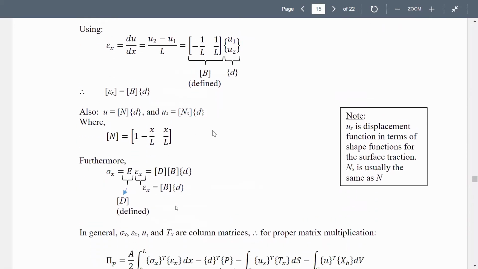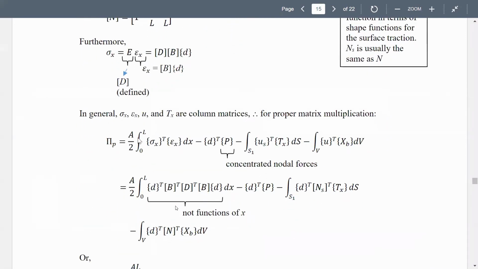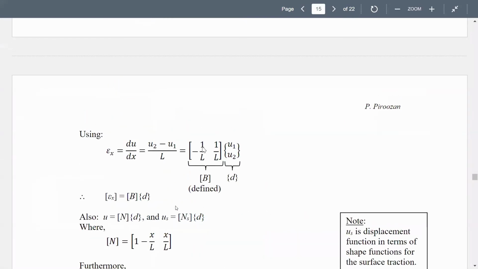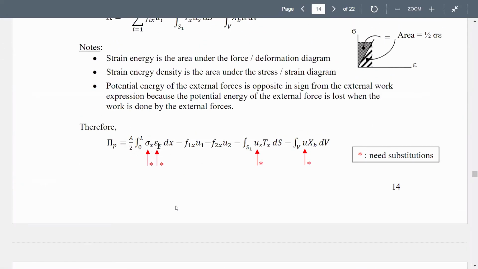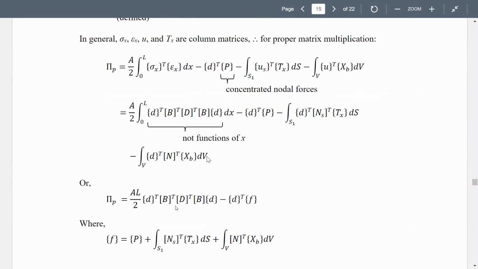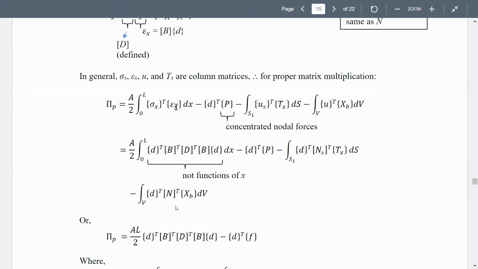So putting everything back now into the equation for total potential energy, it is A over 2. We need to make this substitution for sigma and epsilon now. To make this multiplication possible, we have to write it as sigma transpose times epsilon, because these are all column vectors. So we transpose it to be able to multiply it by epsilon. So this is sigma transpose epsilon. This is D transpose times B.